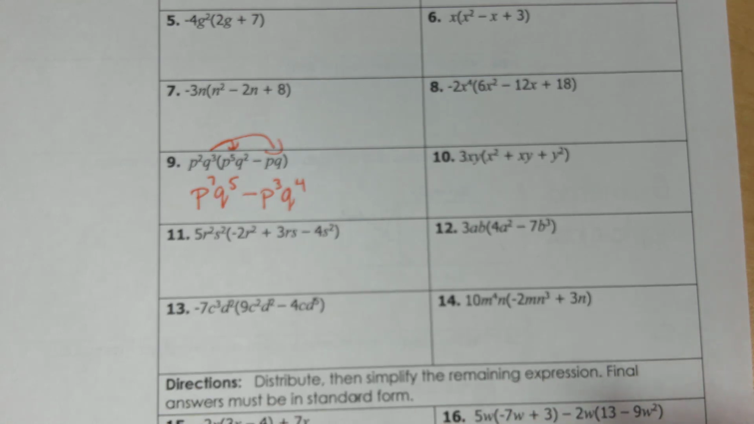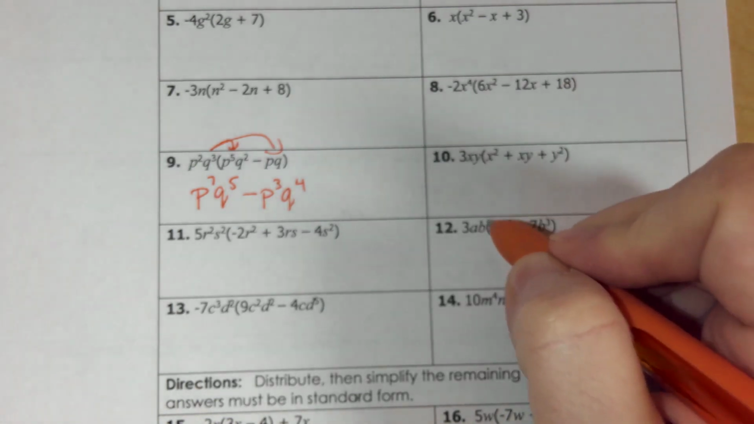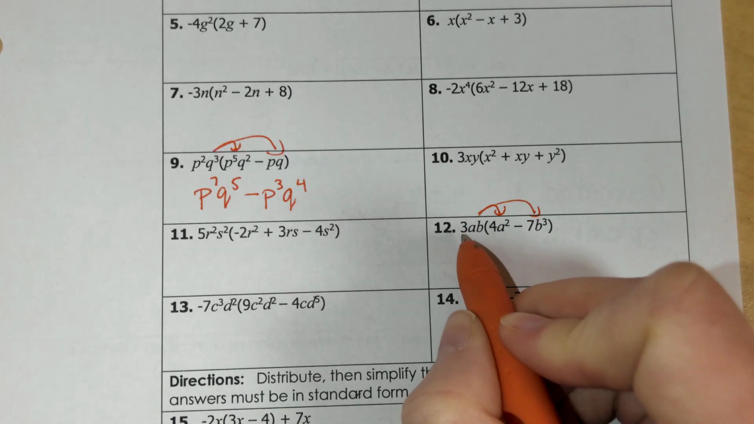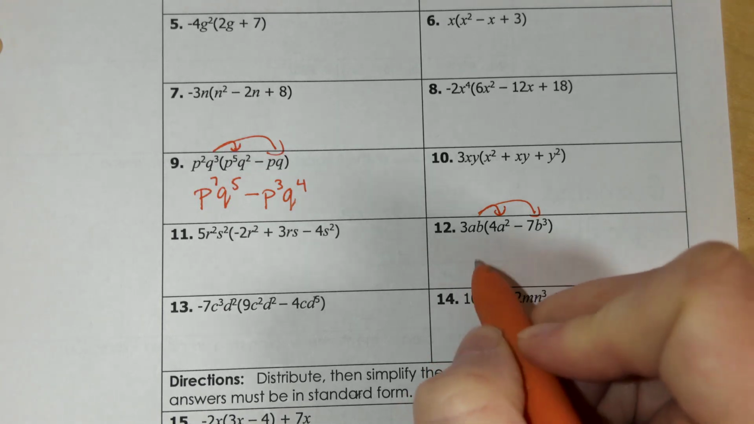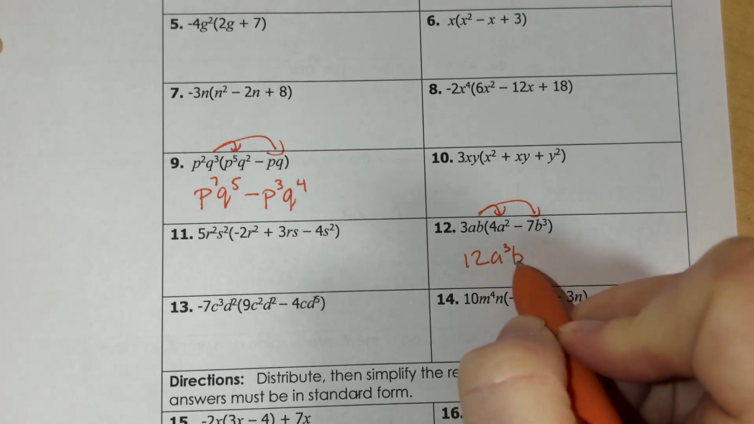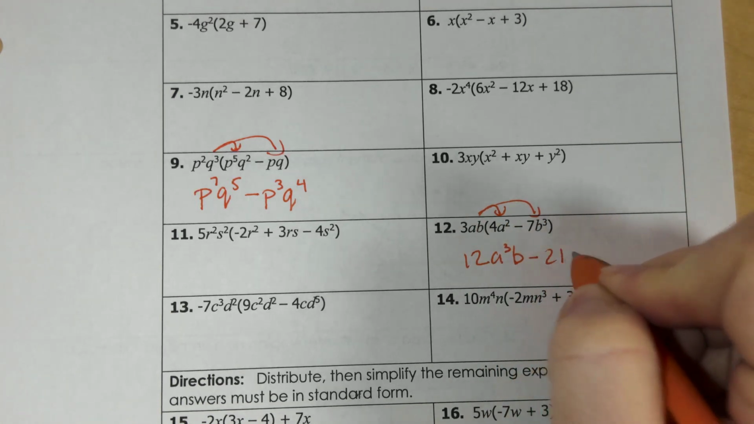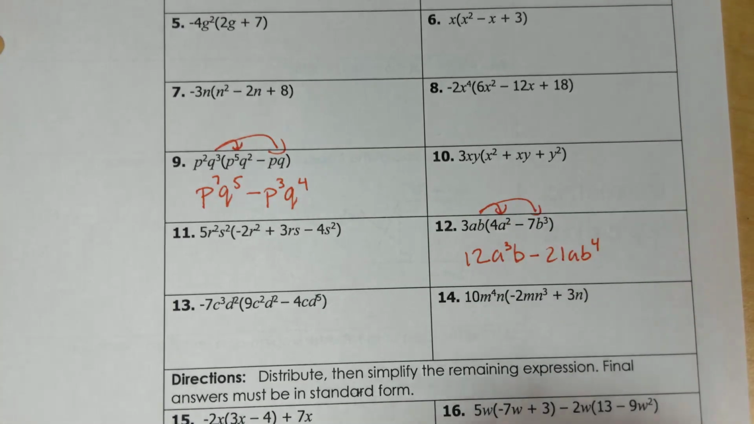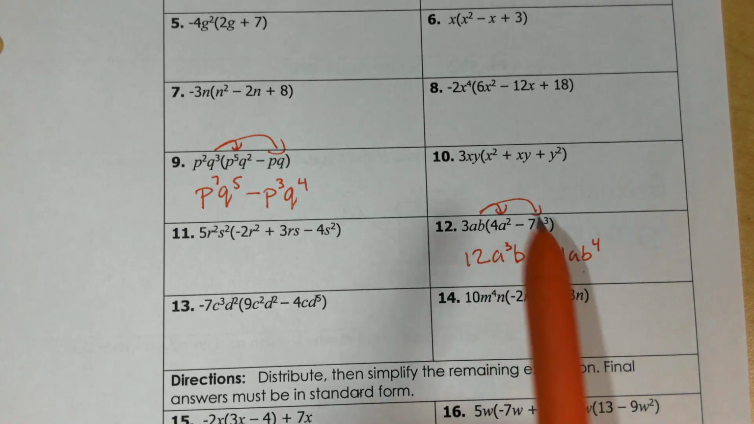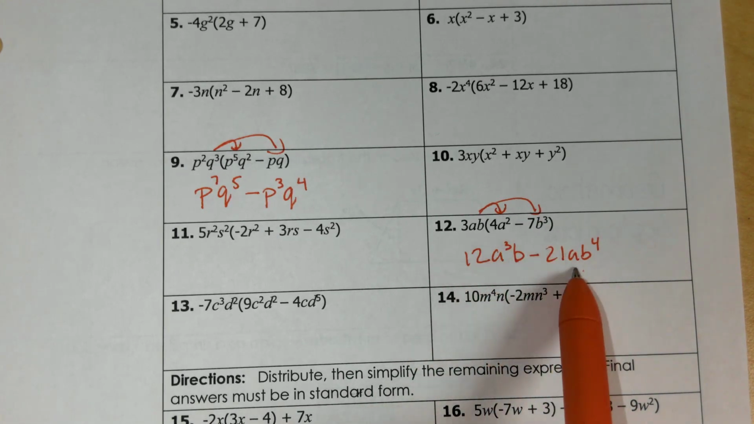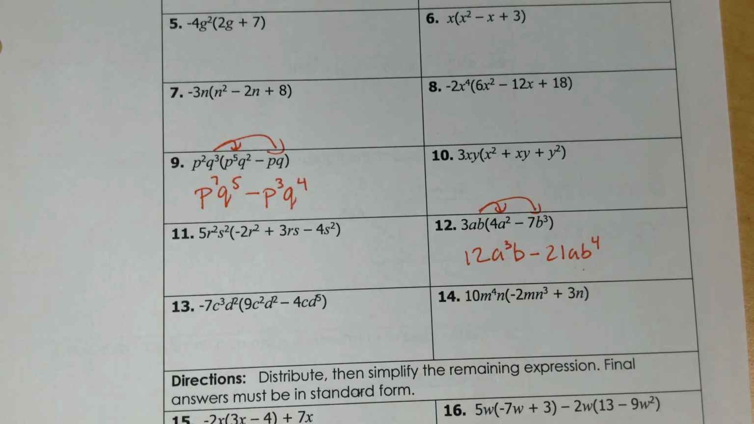Then, what if I have some variables there but not in other terms? Again, we would treat that just the same. So if you want to look at number 12, this would be another example. We could do 3ab times 4a squared becomes 12a cubed b, and then 3ab times negative 7b cubed becomes negative 21ab to the 4th power. And again, check to make sure that it's in standard form. A comes first, highest exponent first, and then bring it down. These are not like terms, so I can't combine them, so we can leave our answer just like that.